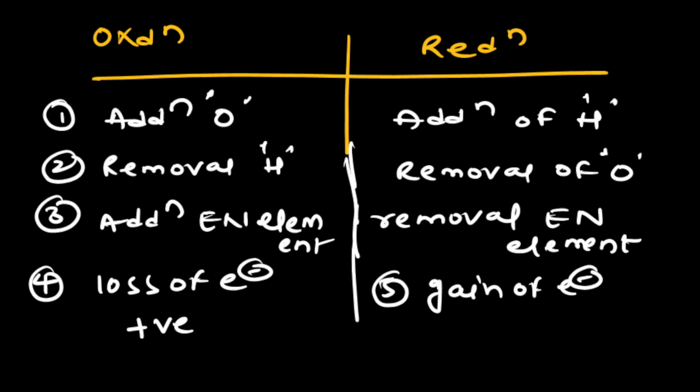Gain of electron is indicated by the negative. Done. Clear. Here is the next very most important point that we are going to see.